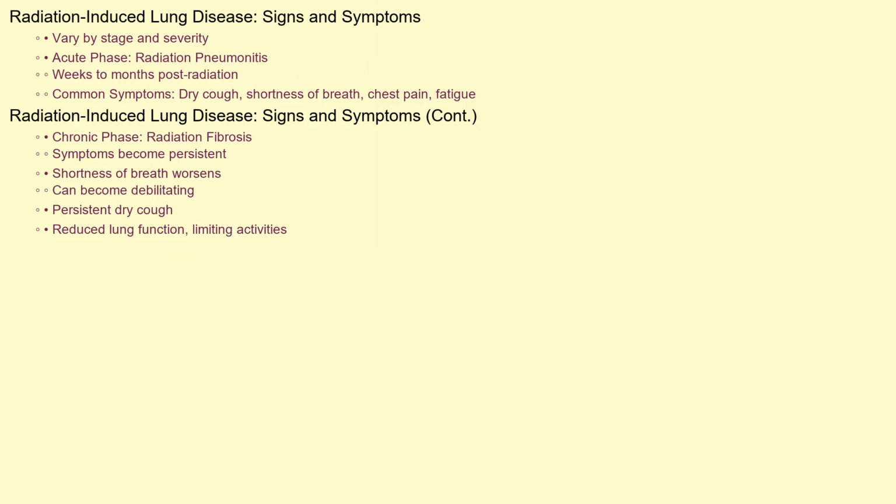As the disease progresses to the chronic phase, radiation fibrosis, the symptoms can become more persistent. Shortness of breath worsens, often becoming a debilitating symptom. There may be a persistent dry cough, and in severe cases, patients may experience significant limitations in their daily activities due to reduced lung function. It's crucial to report any of these symptoms to your healthcare provider if you're undergoing or have undergone radiation therapy.